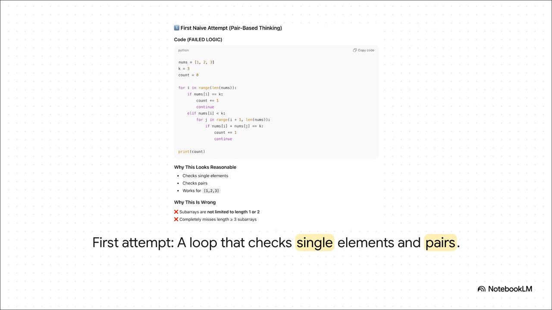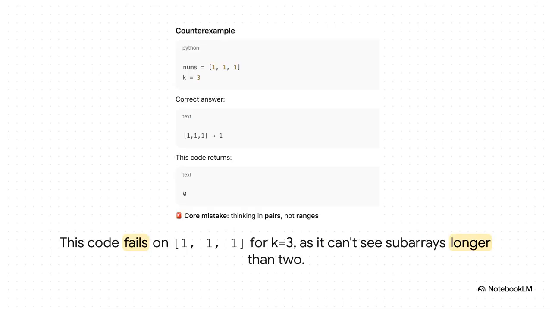And look, it feels pretty reasonable. For a simple case like 1, 2, 3 with a target of 3, hey, it actually works. But there is a huge flaw hiding just under the surface, and this example lays the problem bare. If you give this code an array of 1, 1, 1 and tell it to find a sum of 3, it's going to tell you 0. Nothing found. But the right answer is obviously 1, the whole array. Our code fails miserably because it's fundamentally blind. It can't see anything bigger than a pair of numbers.